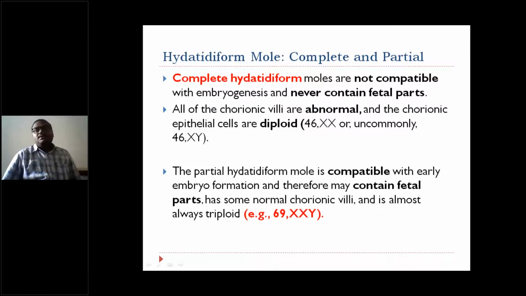The partial Hydatidiform mole is compatible with early embryo formation and therefore may contain fetal parts, has some normal chorionic villi, and is almost always triploid. That's why the karyotype here is 69 XXY or 69 XYY. How did this triploid arise, and how does it differ in the complete mole? I will tell you in the next slide.